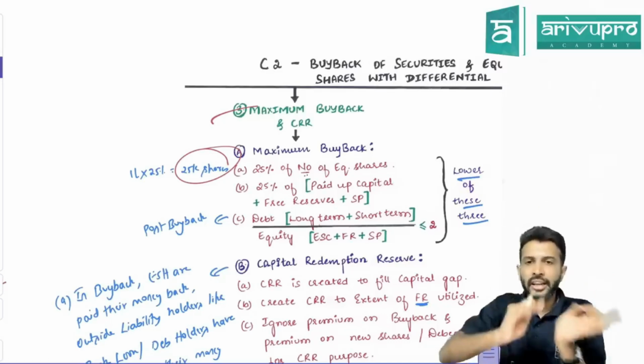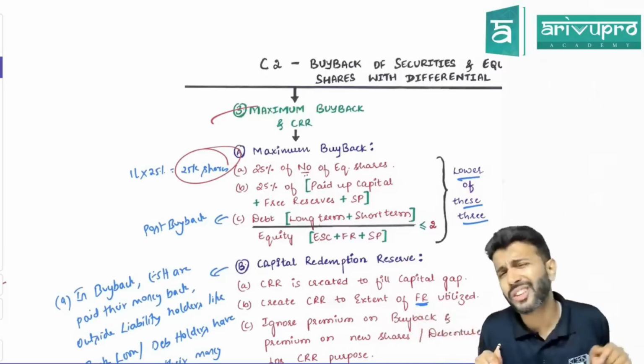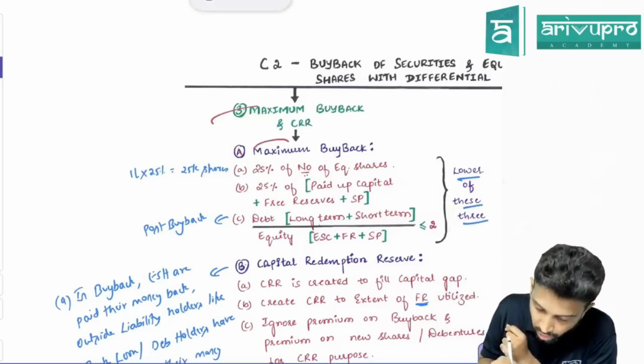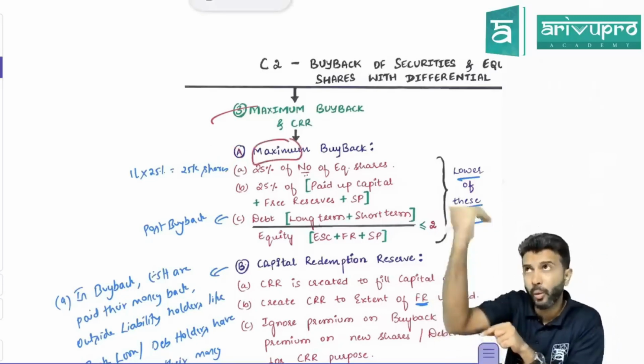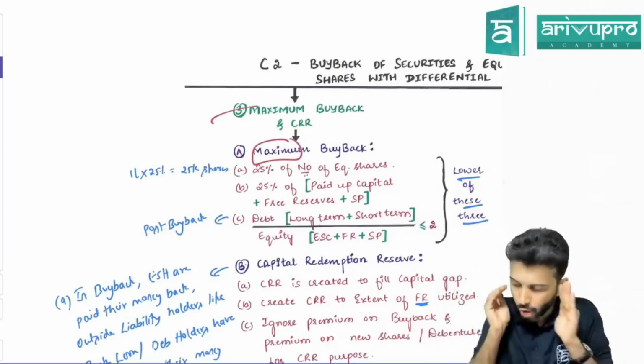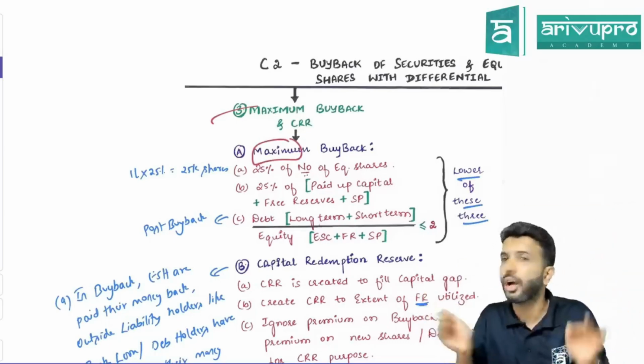The second limit is the resource test. What does the resource test say? The company can buy back up to a maximum limit. Sir, are all these minimum limits? No, these are all maximum limits. If the company wants to do a lesser buyback, that is acceptable. But the maximum they can do is only up to this extent and not more.